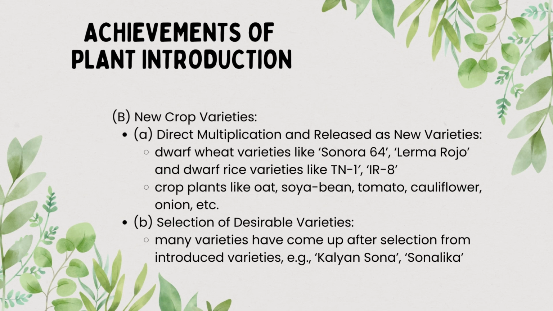C. Selection of desirable varieties. Many varieties have come after selection from introduced varieties. Example, Kalyan Sona and Sonalika. That's all.